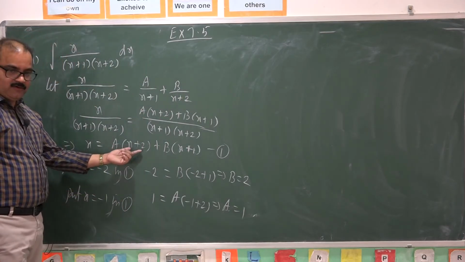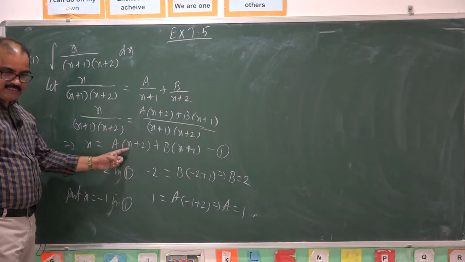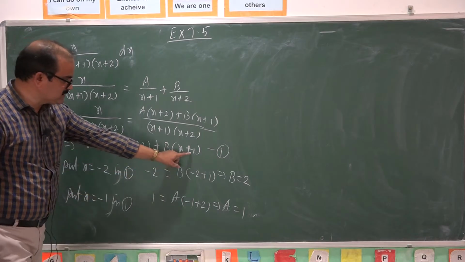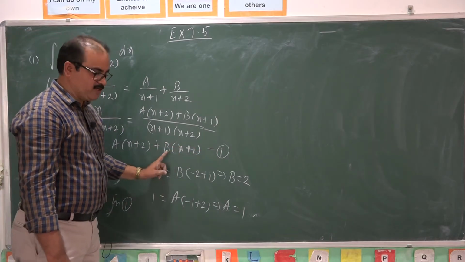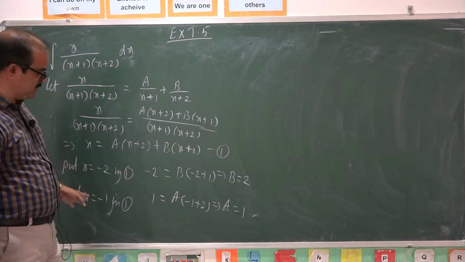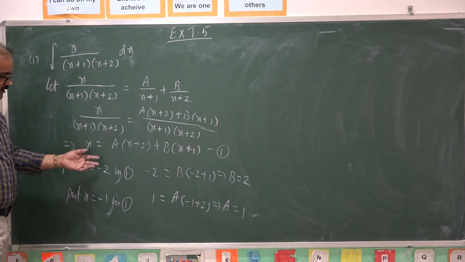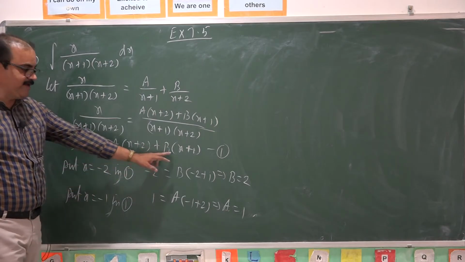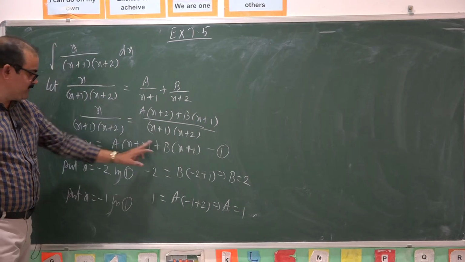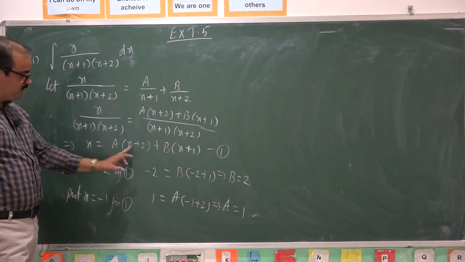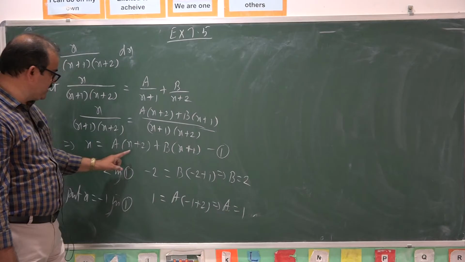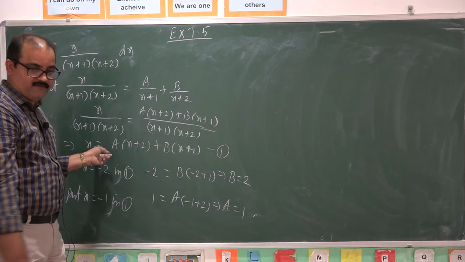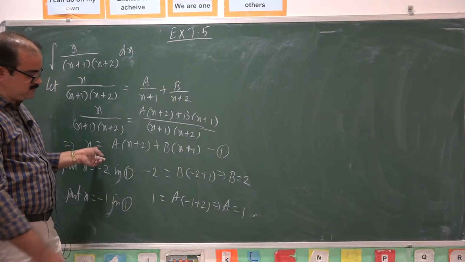If you put x is equal to minus 2, then the first term becomes 0 and you get the value of b. If you put x is equal to minus 1, this second term becomes 0, then you get the value of a. Or you may get the values of a and b by comparing the coefficients also. If you compare x coefficients, what do we get? a plus b is equal to 1. If you compare constant terms, what do we get? 2a plus b is equal to 0. On solving, you get the values of a and b. That is also right. You may follow any method.